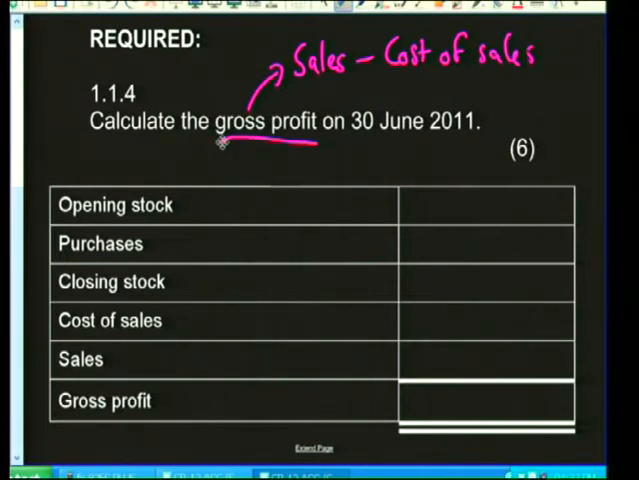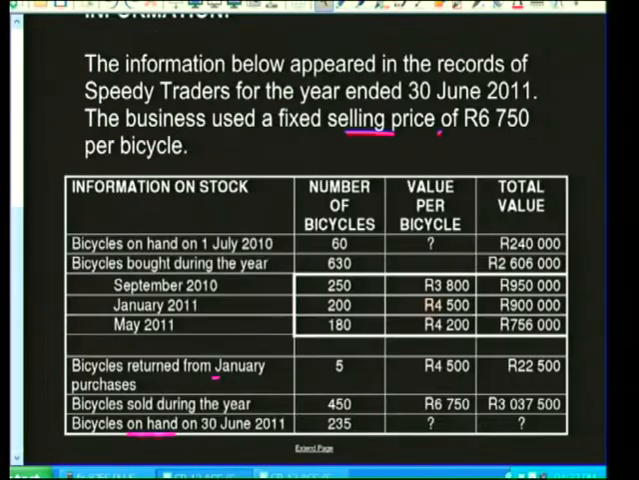We're quite lucky here in that the question has given us a nice answering grid for where we are going to include our information. And it's given us opening stock, purchases, closing stock, cost of sales, sales, and gross profit. Gross profit is the final answer that we want, and we need to see what information we've already been given. So let's look back at the information that we have.